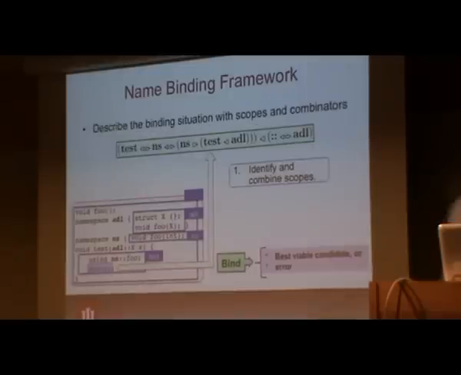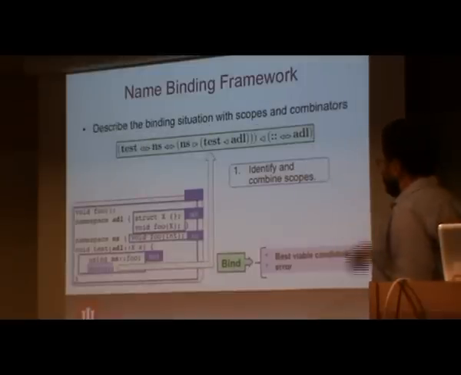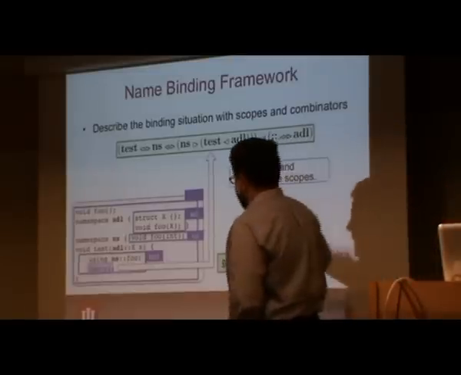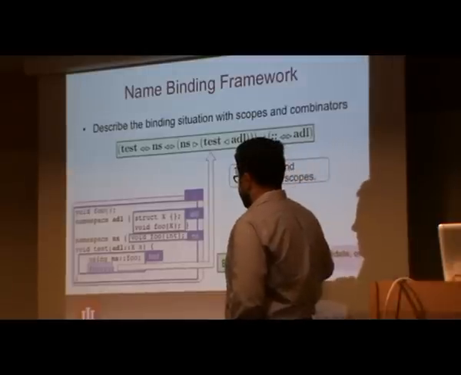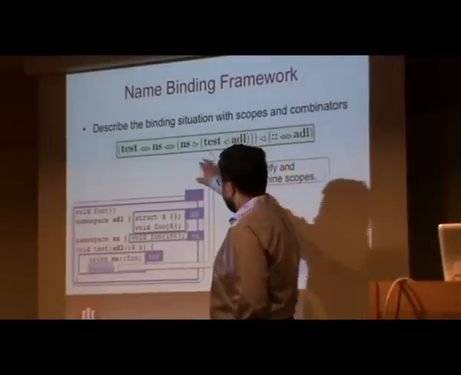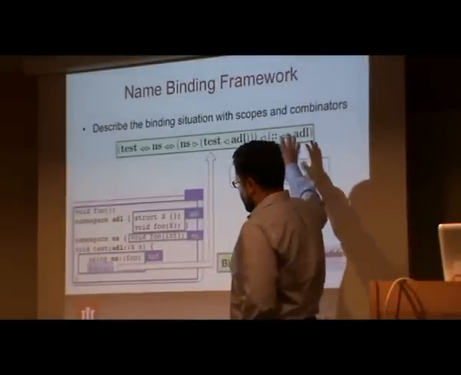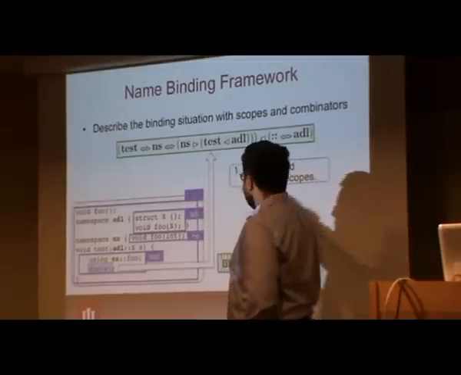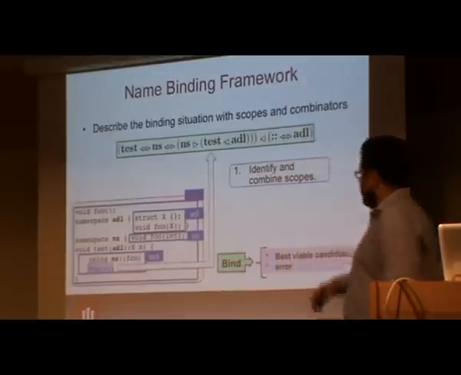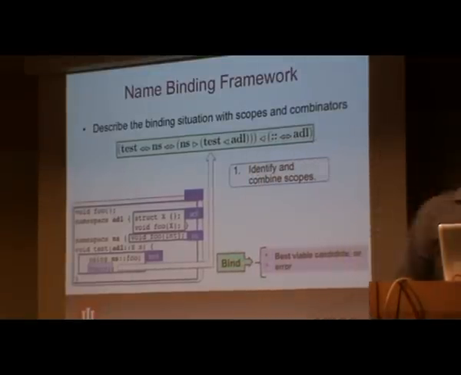The first step, using our combinators, is to describe the situation that we are looking at. This is just to give you a taste. I will talk about the details of the combinators a little later. But you want to be able to write such an expression to describe how these scopes relate and what is the final scope that you will use with the binding framework.